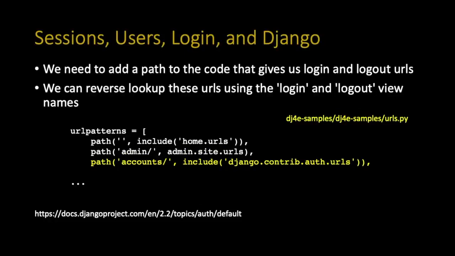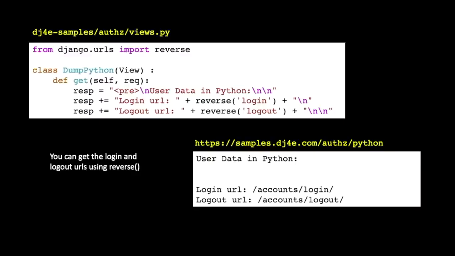Also, for the login and logout, you're going to have to add a path to your project-wide urls.py, in dj4e-samples. This is not in any of your applications. This is in your Django project, and you add a path, and there's a bunch of URLs, and that gets all registered, and a whole bunch of wonderful magic happens at that point. And so that's how these URLs are activated in your Django project.